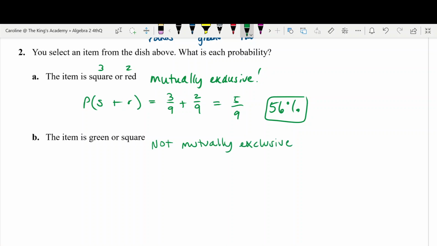All right, so the probability of getting green, how many is that? 3/9, that's just your plain old green ones, all of them. Plus, how many squares in total? 3. Minus how many are both green and square? Only 1, so you minus the 1/9, which would be 5/9 again, so that's your 56%.